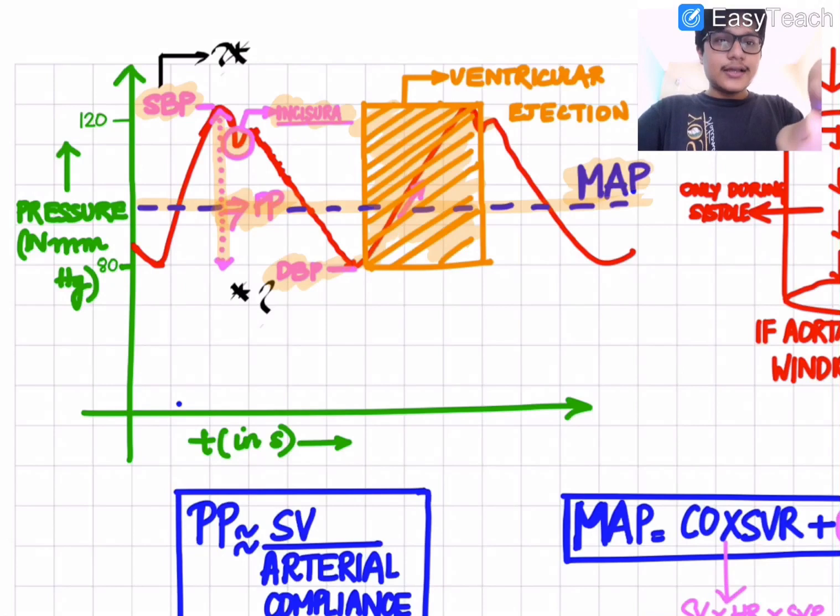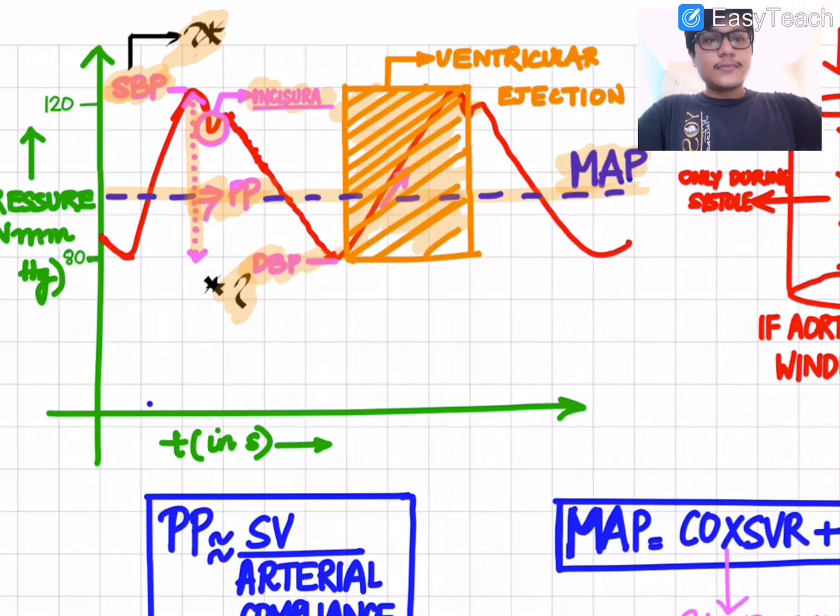So first let's get familiar with these terms. You already know the respective positions on this pressure versus time curve. Systolic blood pressure, like I said, is the maximum pressure generated, and it indicates left ventricular performance. The diastolic blood pressure is a measure of the peripheral vascular resistance. So if somebody says your blood pressure is 120 by 80, 120 is your systolic blood pressure and 80 is your diastolic blood pressure.